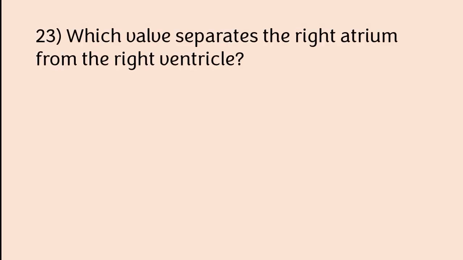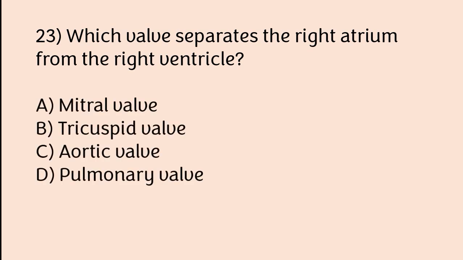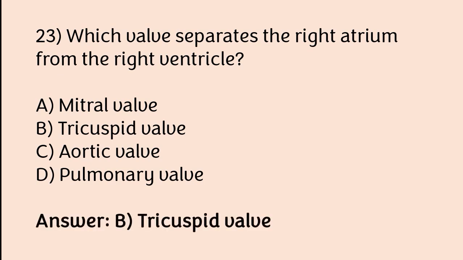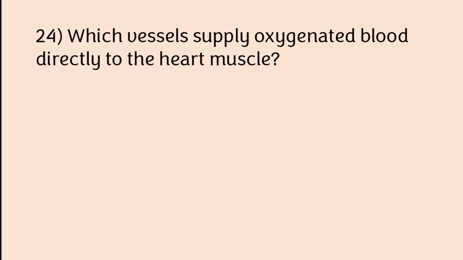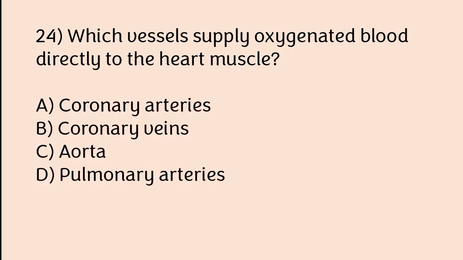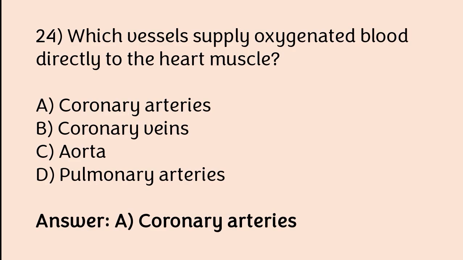Which valve separates the right atrium from the right ventricle? Mitral valve, tricuspid valve, aortic valve, pulmonary valve. The correct answer is option B, tricuspid valve. Which vessel supplies oxygenated blood directly to the heart muscles? Coronary arteries, coronary veins, aorta, pulmonary arteries. The correct answer is option A, coronary arteries.